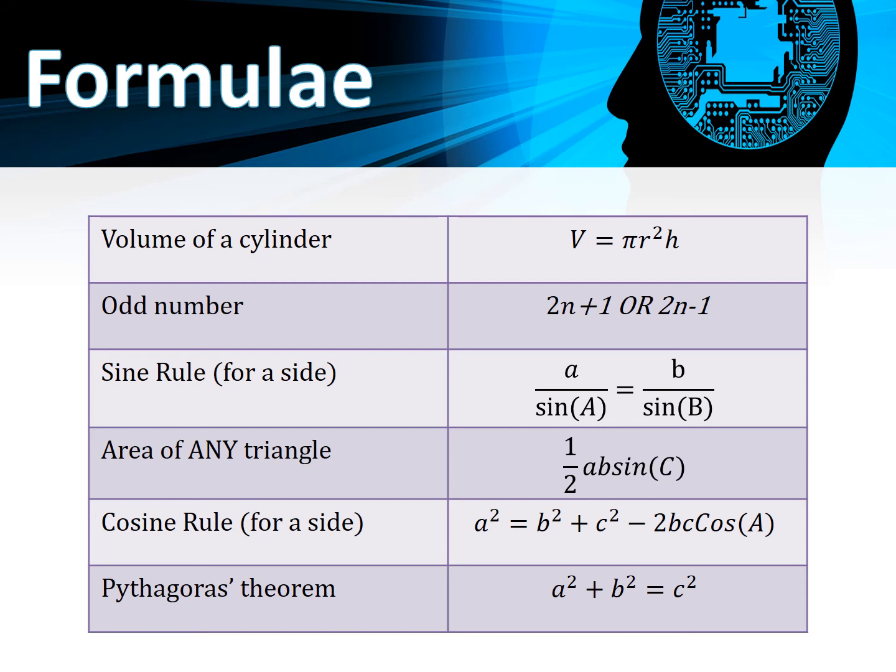And here we go. Volume of a cylinder: pi r squared h. Odd number: you can have 2 different things here, you can do 2n plus 1 or 2n minus 1. Sine rule for a side: a over sine A equals b over sine B. Area of any triangle: half ab sine C. Cosine rule for a side: a squared equals b squared plus c squared minus 2bc cos A. And Pythagoras' theorem: a squared plus b squared equals c squared.